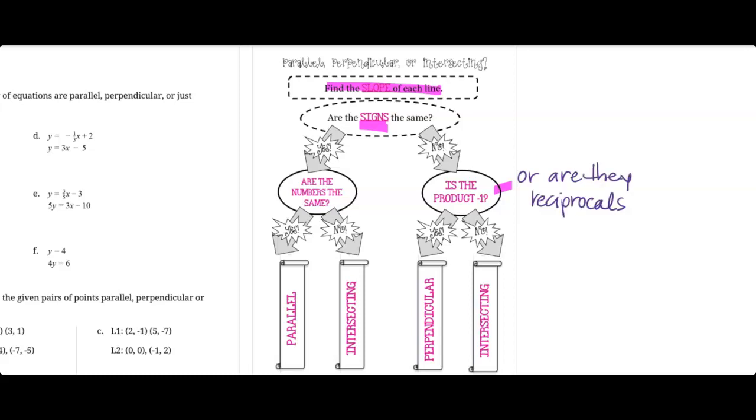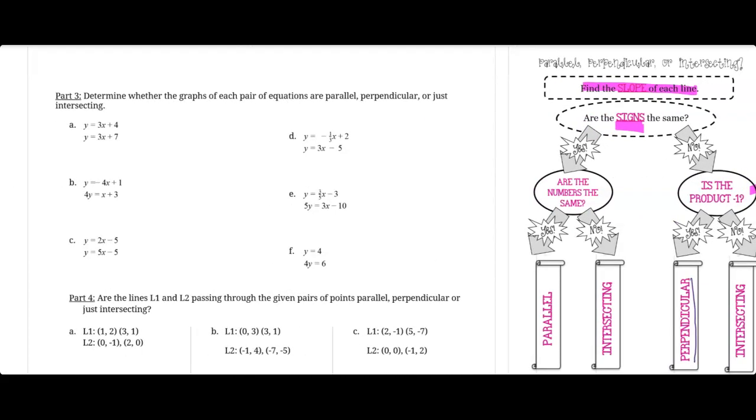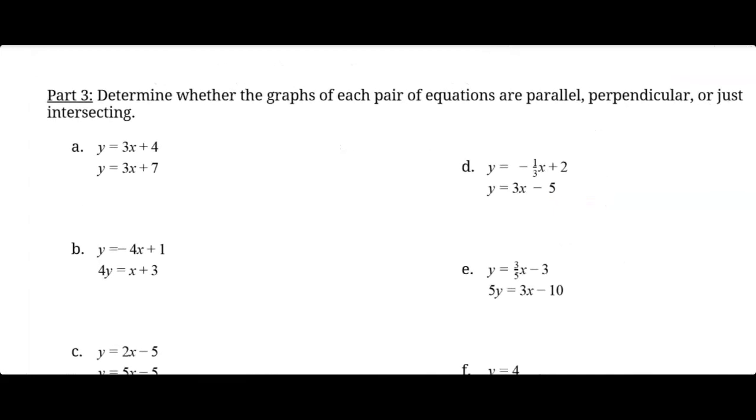We already know the signs are different. If they're reciprocals of each other, then they would be perpendicular. If they're not, then it is just intersecting. So if the lines are not parallel or perpendicular, then they just intersect each other. So they might look something like this, where we can see that that's very clearly not perpendicular lines, but they are not parallel either. So we can kind of refer back to this when we are looking at these examples in part 3, where we want to determine if they're parallel, perpendicular, or intersecting.